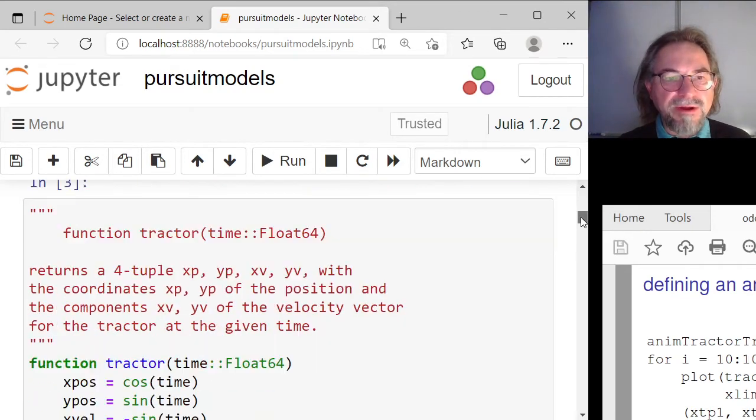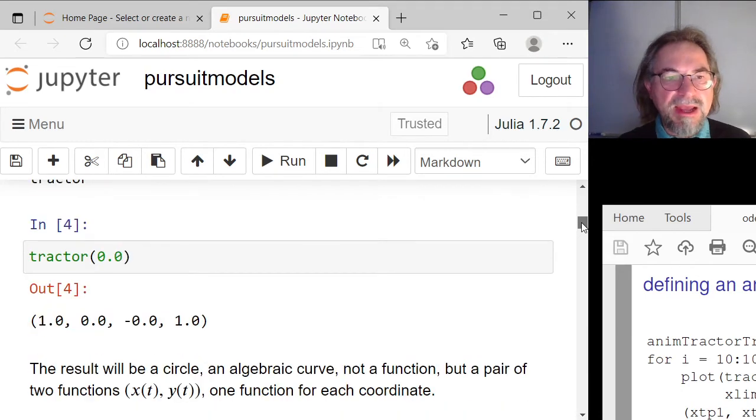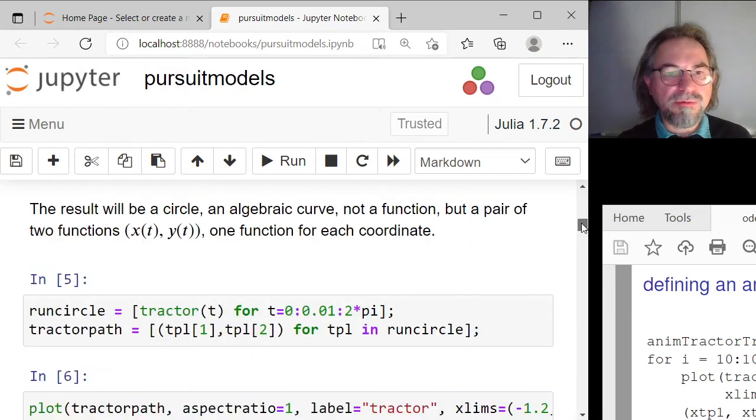So let's define the problem. Here is the equation again of the tractor. And to make sure that the tractor function is correct, I evaluated this. So you see at position 0, we start at 1, 0. So at time 0, we start at 1, comma 0, and then we have the upward direction vector. So this is the tangent vector to the circle.